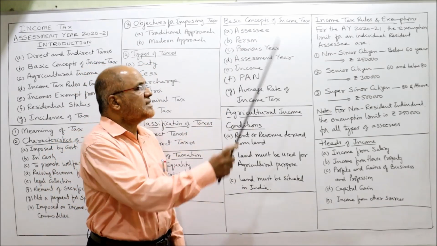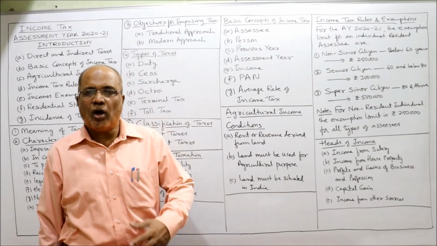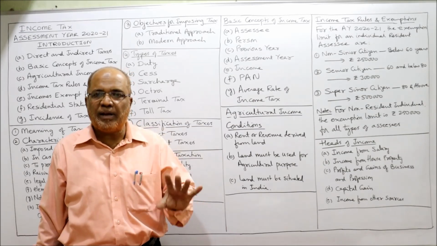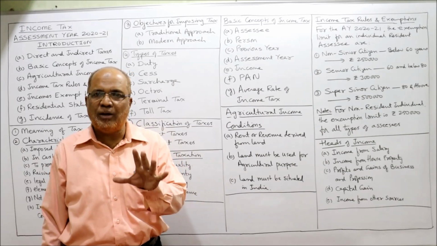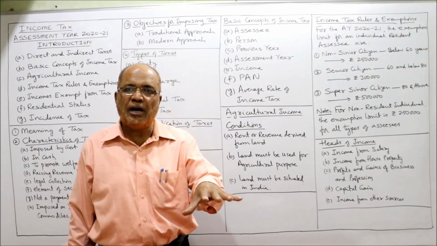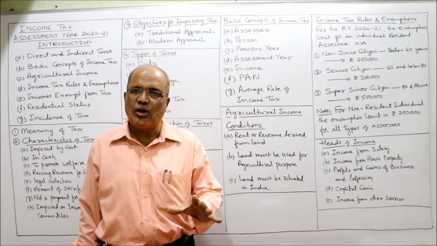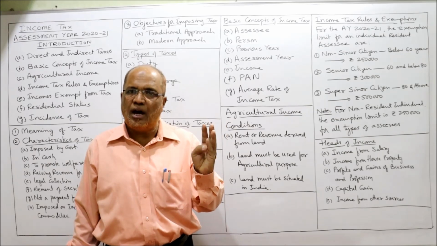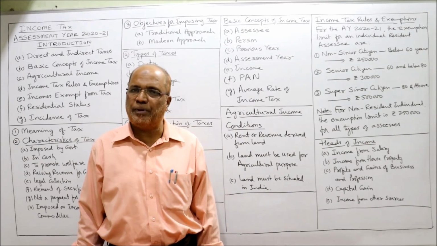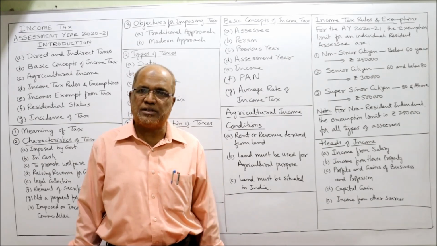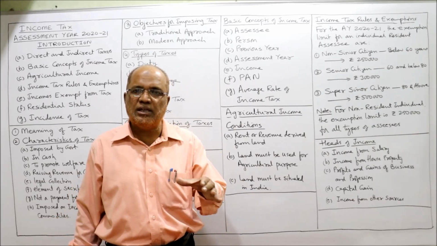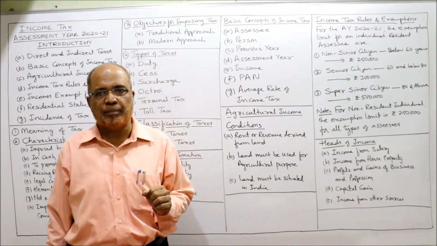Now, the second one is person. In ordinary language, person means a natural person. We are all persons. But from the income tax point of view, person does not mean only a natural person. Even an artificial person comes under the ambit of person. The person includes natural persons, we are all natural persons. Apart from that, a Hindu undivided family is a person. Then a partnership firm is a person. A joint stock company is a person. An association of persons or an artificial juridical person. All these are persons according to the Income Tax Act.